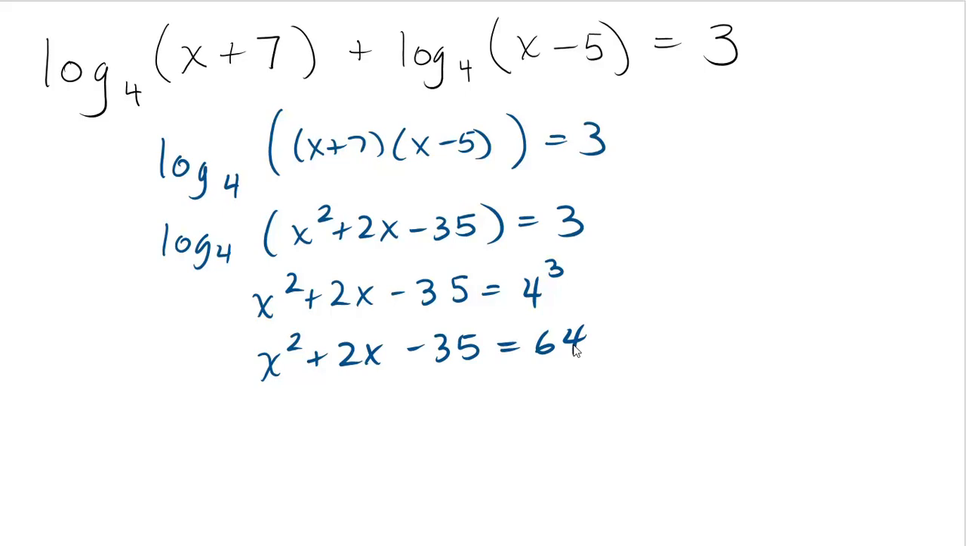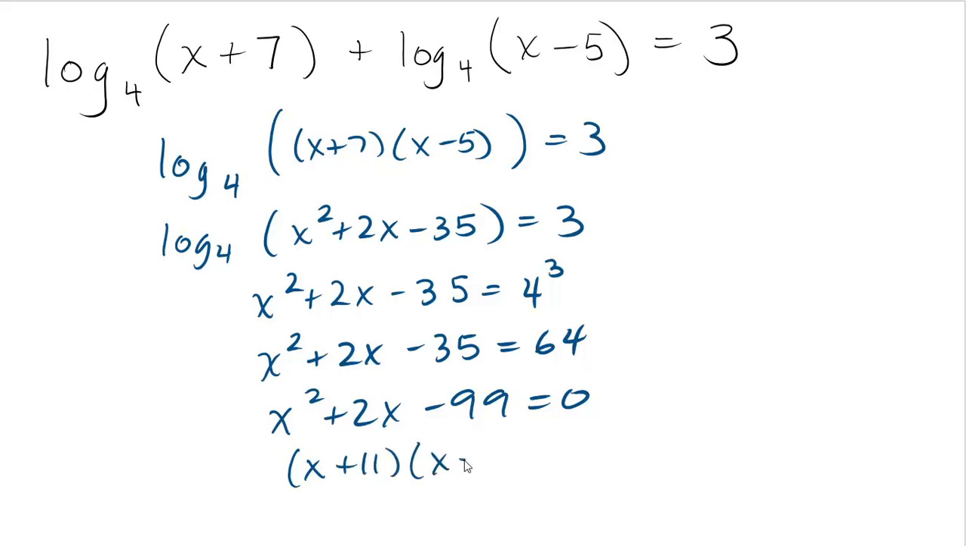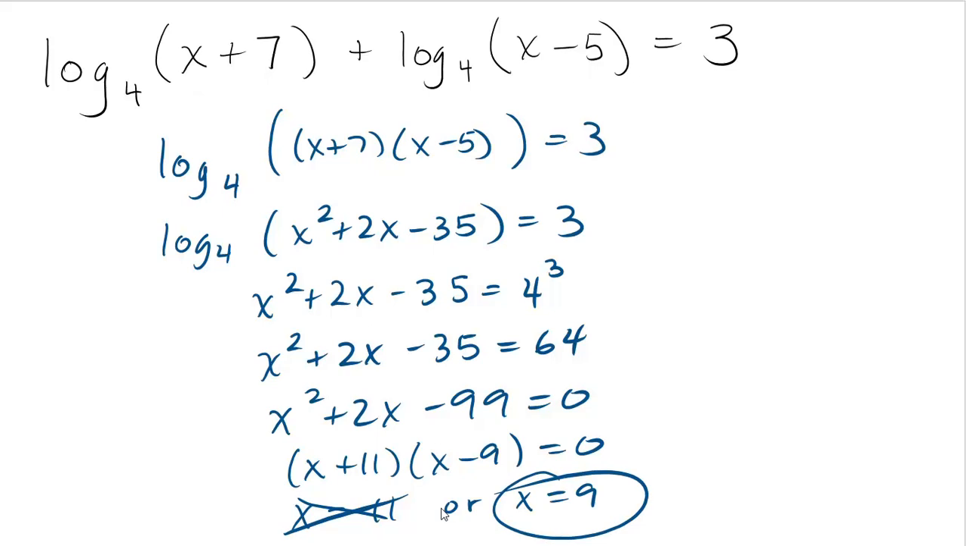Again, this is quadratic, so you probably want 0 on one side. This is x squared plus 2x minus 99. This factors to x plus 11, x minus 9. And so we get two proposed solutions, x equals negative 11 or x equals 9. Negative 11 is not an allowable input to either expression. 9 is okay. We get log base 4 of 16, that's 2, plus log base 4 of 4, that's 1. 2 plus 1 is 3.